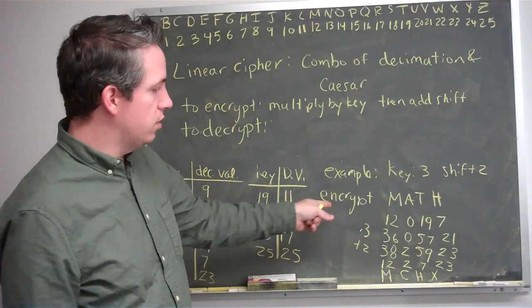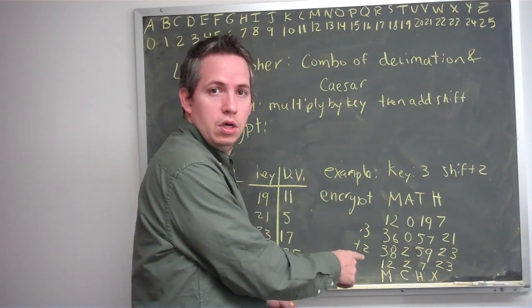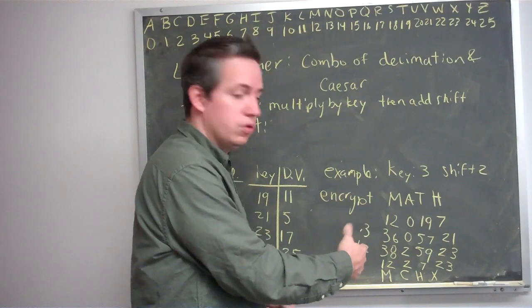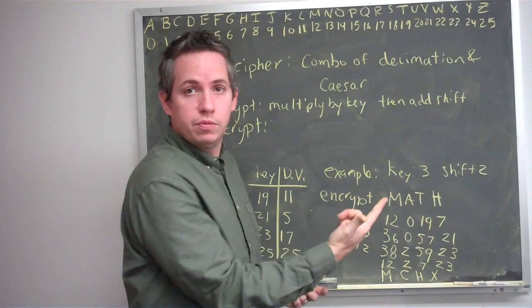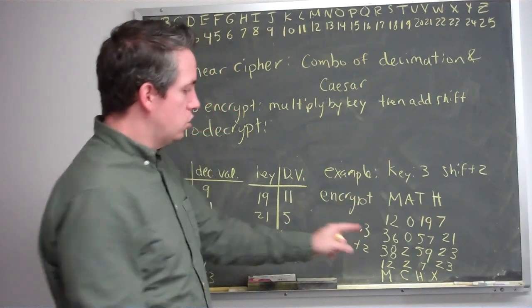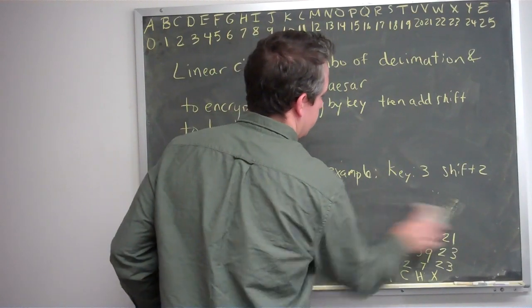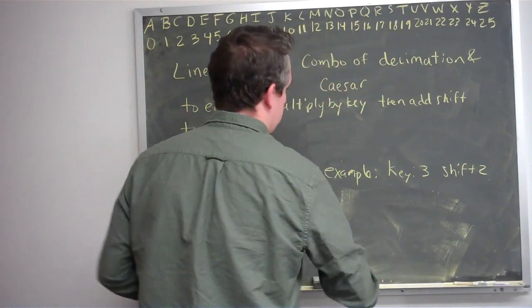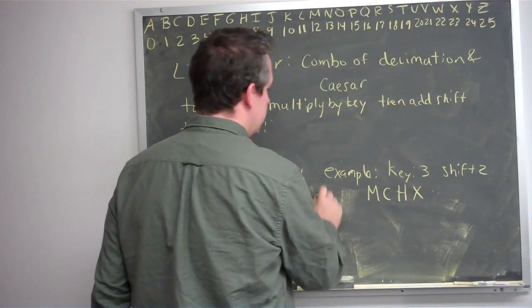Think about what we did for this encryption. We multiplied by the key and then we added the shift. To decrypt it, we need to go in reverse order. So we need to subtract the shift and then undo the key, or multiply by the decryption value. So suppose I start out with MCHX. And now I'm going to decrypt.